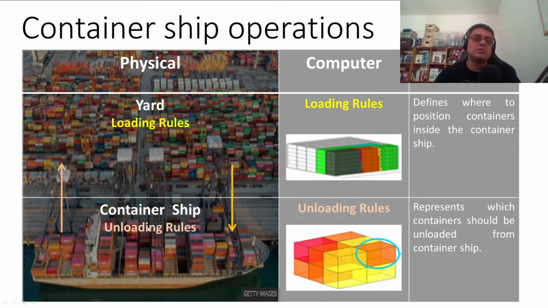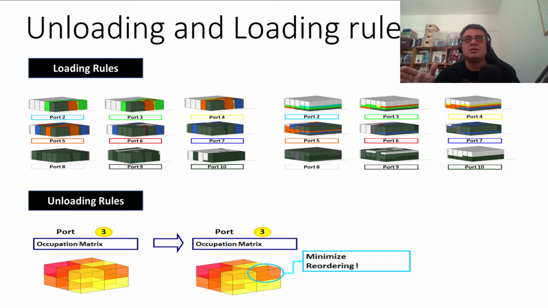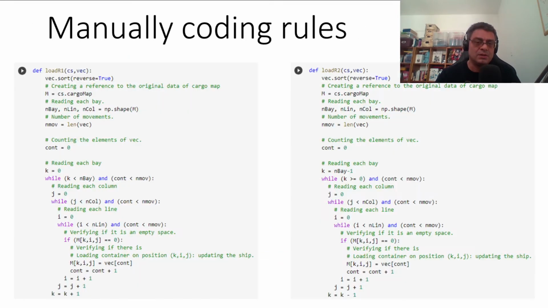And with unloading rules we define how to remove containers from the container ship. There are several ways to do it. This is just a demonstration of how, depending on what kind of unloading or loading rule you apply, the containers arranged inside the container ship will be displaced in a different manner. So we manually coded many kinds of rules. In future tracks we're also going to see how we can avoid this.